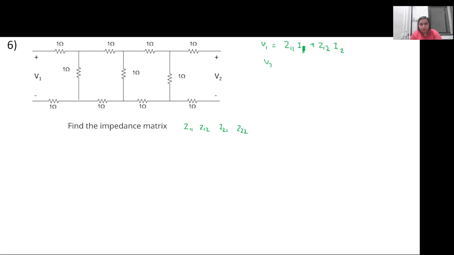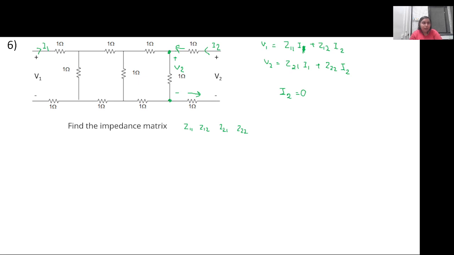V2 is equal to Z21 I1 plus Z22 I2, right? So for the first case, when I2 will be equal to 0, this is I2, this is I1. So no current is flowing in this particular branch. No current will actually be flowing in here also. So the circuit actually ends at this terminal, and whatever the voltage across this 1 ohm resistance will be equal to V2, right?